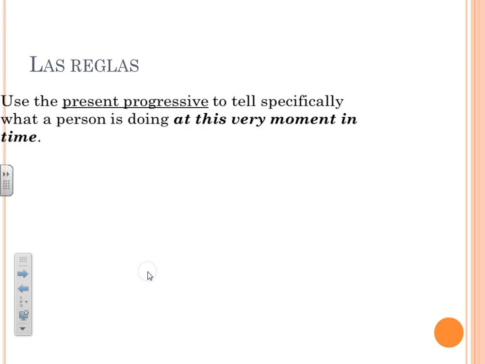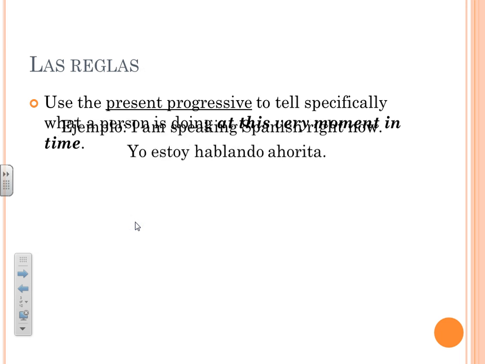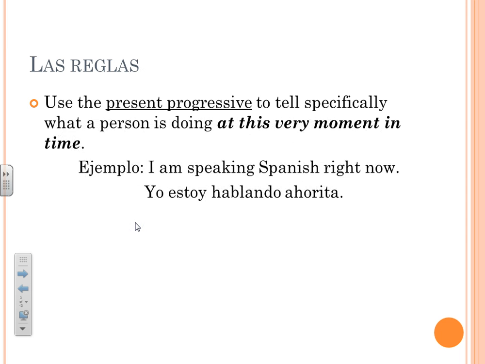Las reglas. We use the present progressive to tell specifically what a person is doing at this very moment in time. Por ejemplo, I'm speaking Spanish right now. Yo estoy hablando ahorita. In English, we say I am speaking, I am walking, she is doing. We use the ing form of verbs, or the gerund, or the present participle, all the time. In Spanish, it's not used as frequently. We're far more likely to use just the regular present tense unless we're actually in the act of doing something. When you're in the act of doing something, then you're safe to use the present progressive.